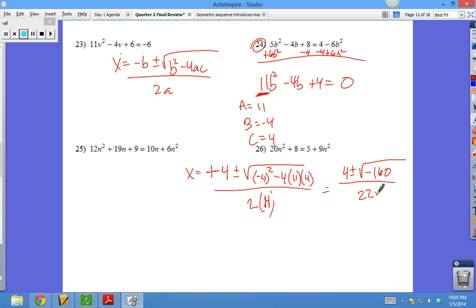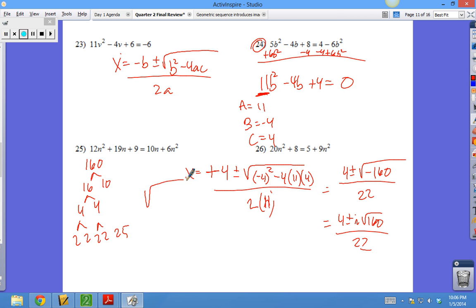Now, it's going to be imaginary, so let's take the imaginary out. So it's going to be 4 plus or minus an imaginary times the square root of 160, all over 22. 160 is a big number. Let's see what is in 160. How many squares are in 160? 16 and 10. That's 4 and 4. That's 2 and 2 and 2 and 2, and a 2 and a 5. So 160 is 2 to the 5th times 5 to the 1.